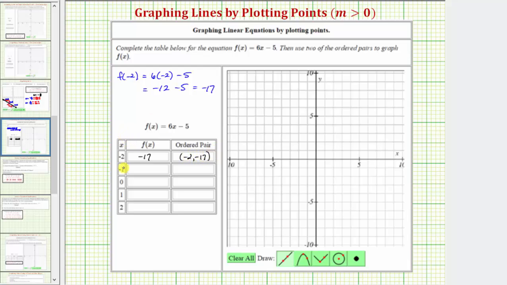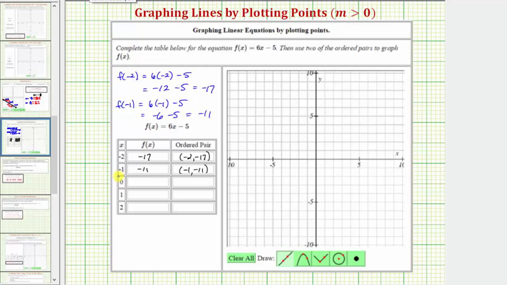The next x value or input is -1, and therefore the corresponding function value or output is f(-1). f(-1) equals 6 times -1 minus 5, which would be -6 minus 5, which equals -11. So when the input is -1, the output is -11. The ordered pair is (-1, -11).